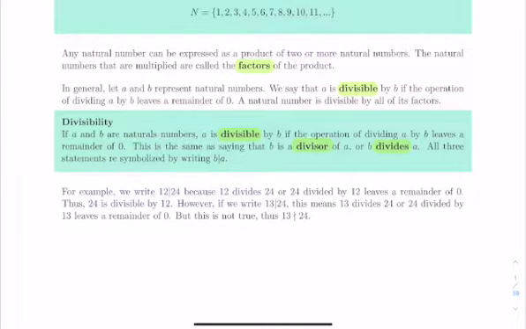However, if we write 13 vertical bar 24, this means 13 divides 24, or 24 divided by 13 leaves a remainder of 0, but this is not true. So we just put a line through the vertical bar to indicate that it does not divide evenly.